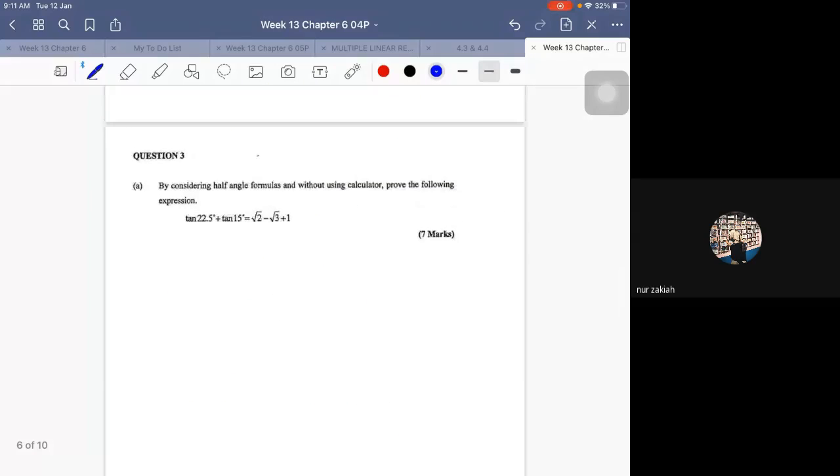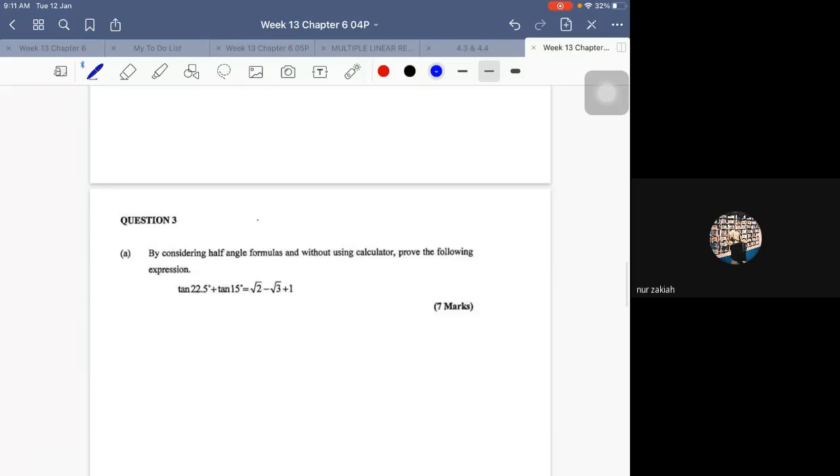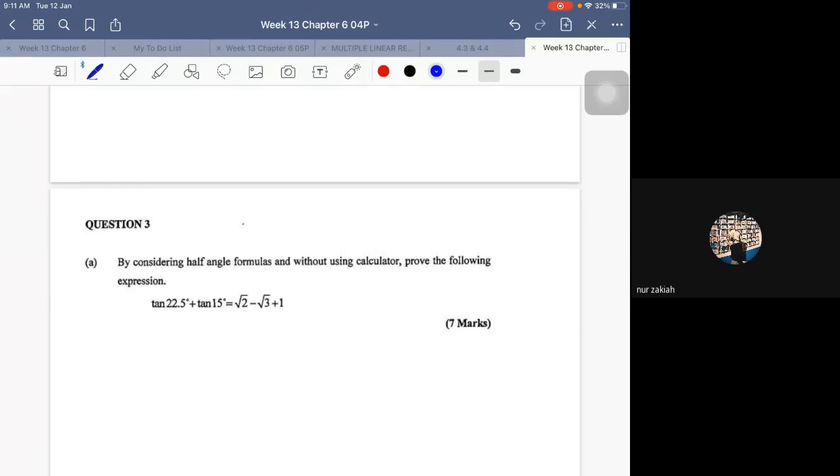Okay, so next, soalan ni kalau tengok lebih kurang sama dengan yang kita buat sebelum tadi, yang tangent 22.5 degree tambah tangent 15 degree ni, cuma beza dia yang ke atas tadi dia tolak, so yang ni dia adalah tambah. So saya tak nak tunjuk lah, I'm pretty sure you have the idea already. Ni you boleh try sendiri and prove that the answer is going to be square root 2 tolak square root 3 tambah 1.